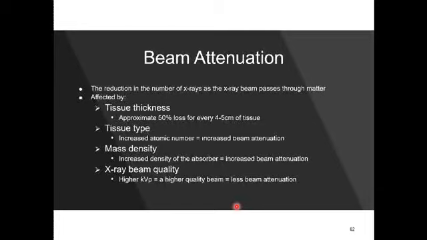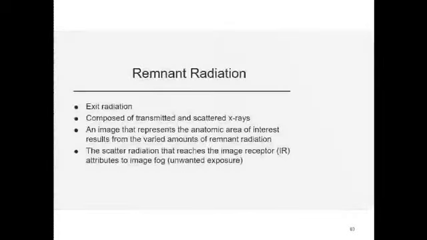So beam attenuation is the product of absorption and scatter. What's absorbed and what's scattered off. And then the remnant radiation, of course, I talk about this all the time in class. I've mentioned it several times.